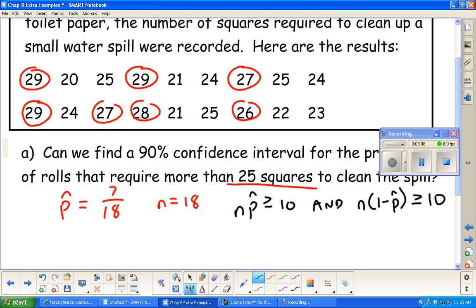So let's see what we got. We know what n is. We know what p hat is. So n is 18. P hat is 7 out of 18. Is that greater than or equal to 10? I think we can tell. The 18s will cancel out. That'll give us a 7. And note, that's just how many successes there were. There were 7 successes. That's really what n times p hat is. It's how many successes you have. So you need at least 10 successes, and you need at least 10 failures, which would be over here.